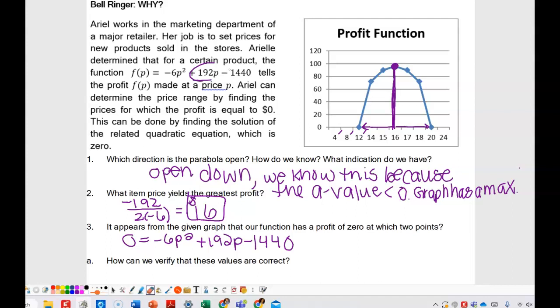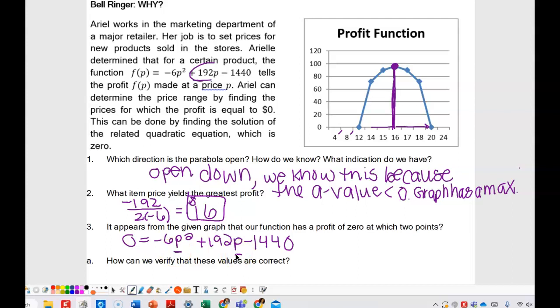What could you do if you weren't sure? Right now, it kind of looks like it's at 12. So how could you verify that 12 is where it's equal to 0? Perfect. You could plug 12 in here. You could plug 12 in for p, and if it is the correct point, it should equal 0.